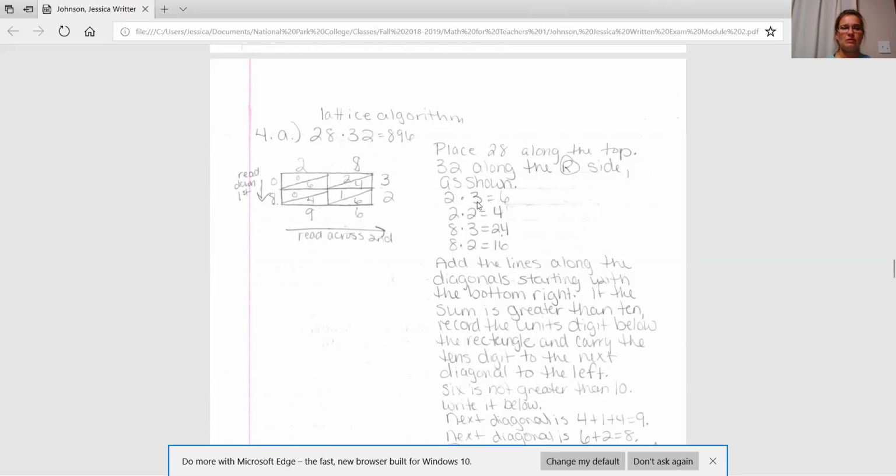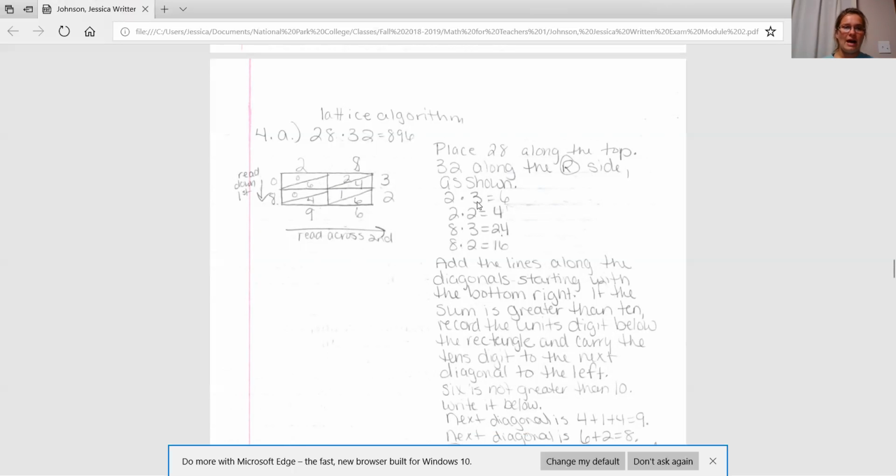And then 2 times 2 equals 4. So you'll have 0 at the top of the diagonal, 4 at the bottom of the diagonal. 8 times 3 equals 24. 2 at the top of the diagonal, 4 at the bottom of the diagonal. 8 times 2 equals 16. 1 at the top of the diagonal, 6 at the bottom of the diagonal.